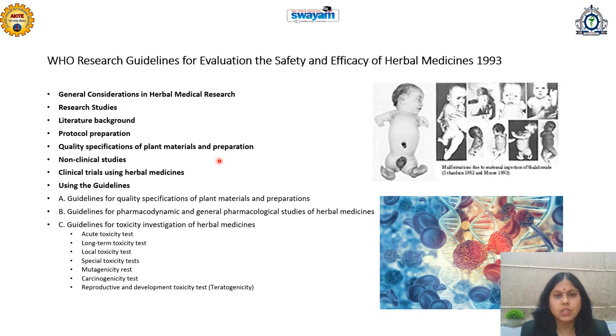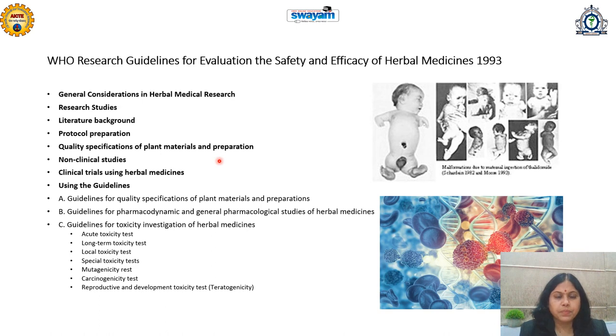Then quality specification of plant material and preparation, where, as we have learned in many previous lectures, botanical identity plays the most important role. Then the label should be clear while utilizing it, either in a raw form or in a preparation form of the medicinal plants. Then non-clinical studies, meaning in vitro, in silico, ex vivo and in vivo studies: what parameters, regulations and guidelines need to be followed, how many animals should be utilized, how the protocol should be formed, and what duration is required for the different studies is mentioned.